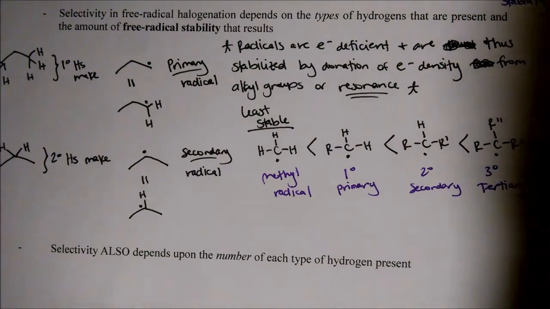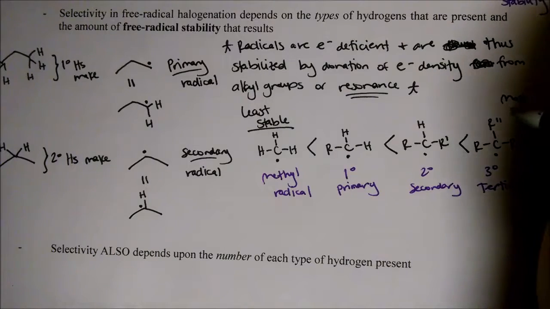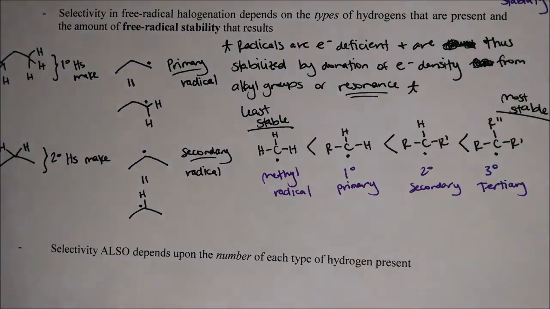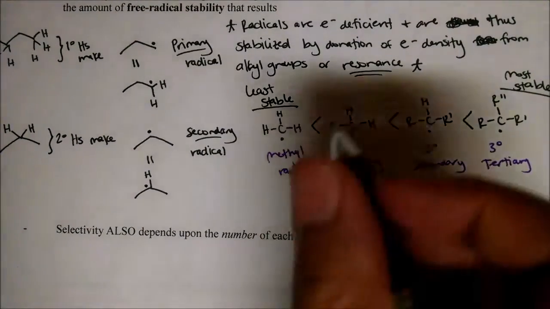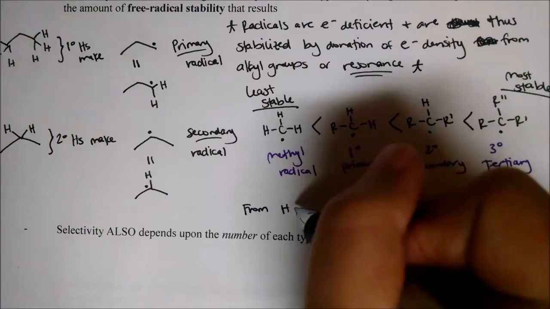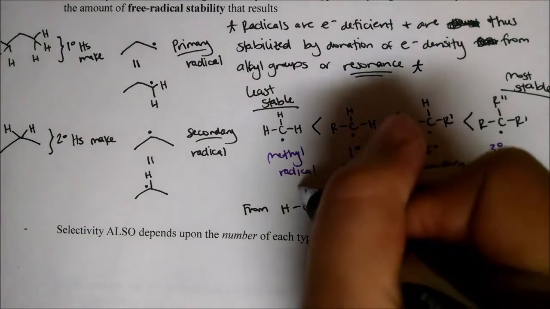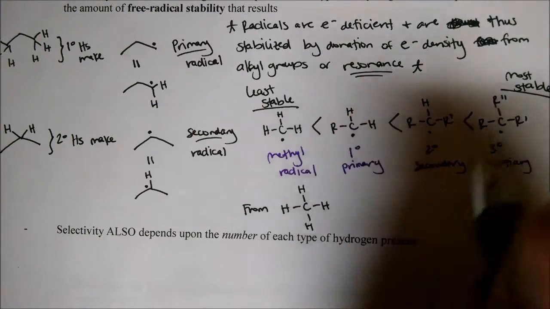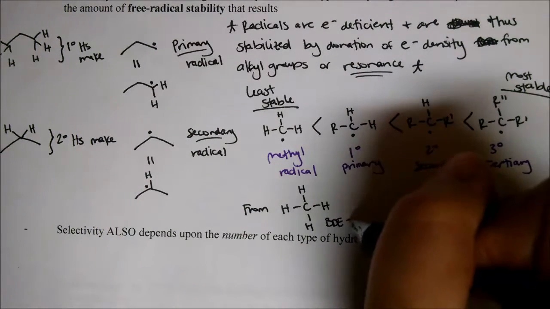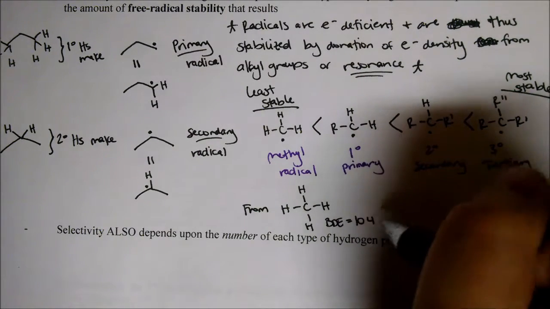Okay, so this guy is definitely the most stable. Again, the more alkyl groups you have, the more stable you're going to be. And this can be seen in their BDEs. Okay, so this methyl radical came from methane, and methane has a BDE of 104 kcals per mole.